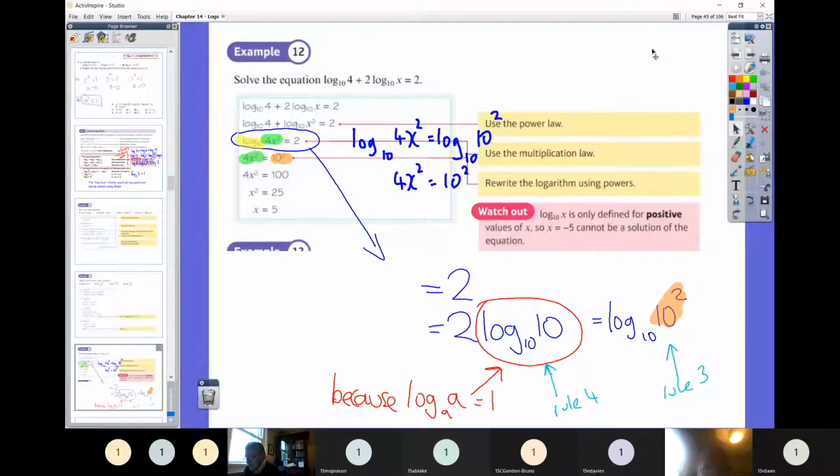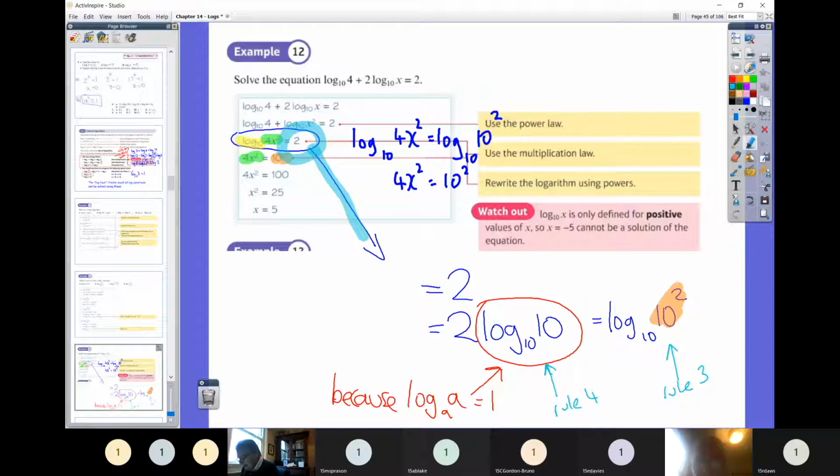Now you've got logs on the left-hand side, but you haven't got logs on the right-hand side. So I think it's nice to introduce logs onto the right-hand side. Just see where I've got that blue arrow there. I'll highlight this as I explain this bit. I'm focusing in on that 2. Oh, no lag at all. So let's have a think about that 2.